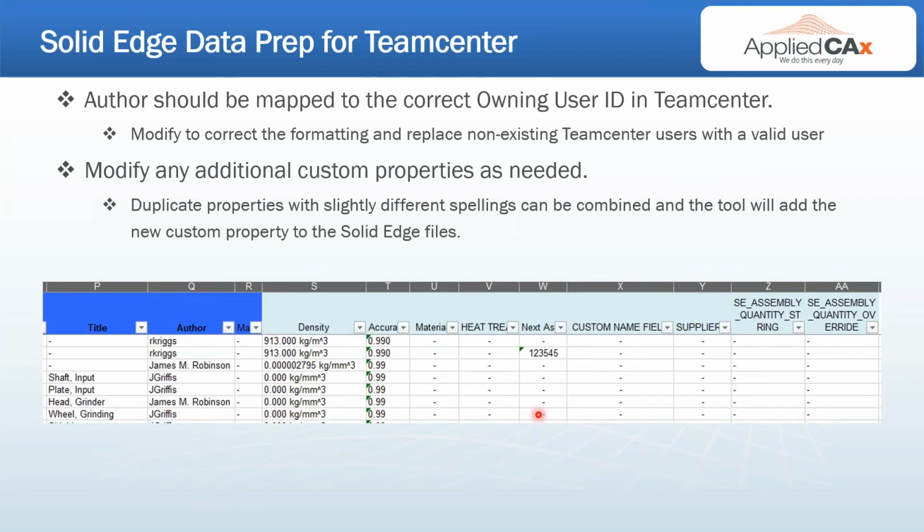And then as you look at the rest of this, I have my custom properties. In this example, I have next assembly and I only have one property. If I had multiple material columns and I wanted to combine them, I just copy it all to the one that I wanted to be mapped in Teamcenter. So you just move the data around as makes sense, and correct any misspellings and any formatting that you want. Whatever is going to happen in this whole spreadsheet is what we're going to push back into the files.